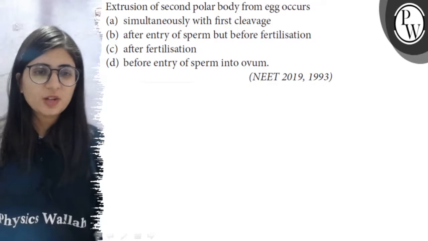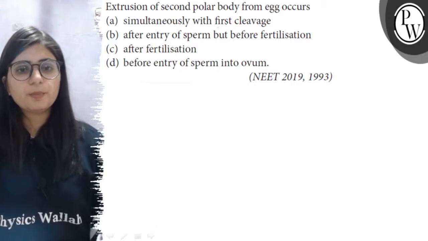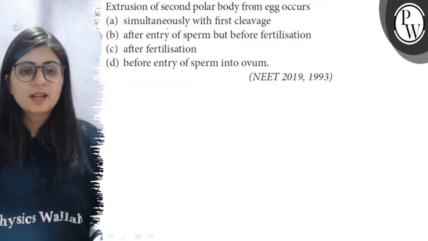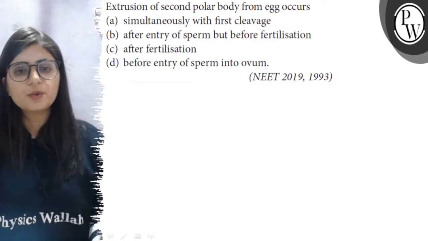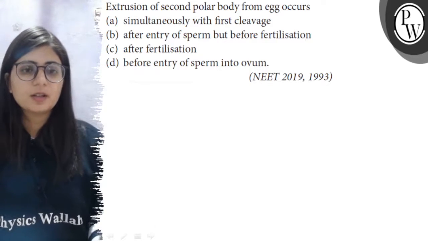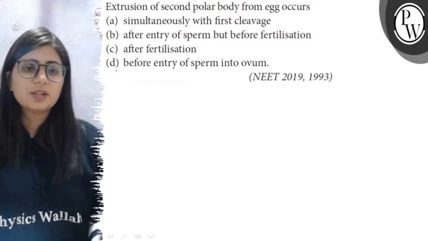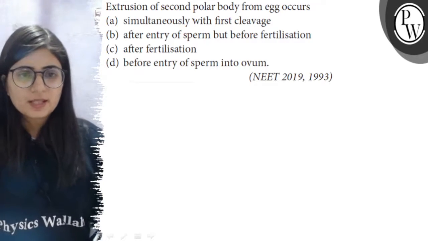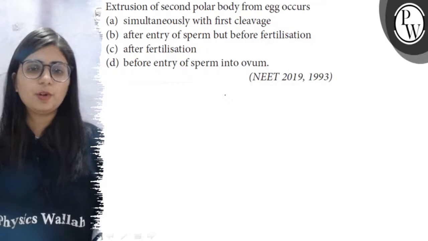Hello everyone, the question is: extrusion of second polar body from egg occurs: A, simultaneously with first cleavage; B, after entry of sperm but before fertilization; C, after fertilization; and D, before entry of sperm into ovum. So let's see what a polar body and second polar body are.